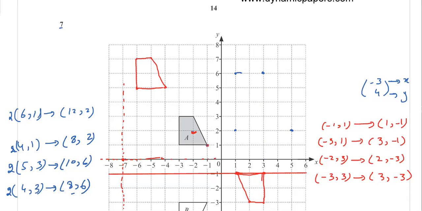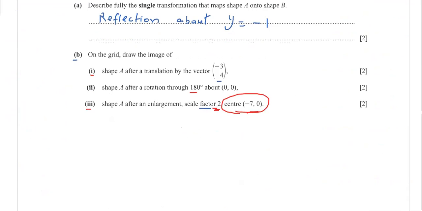So now we did this enlargement with the center (-7, 0). This is the enlargement. So this part is also complete now.